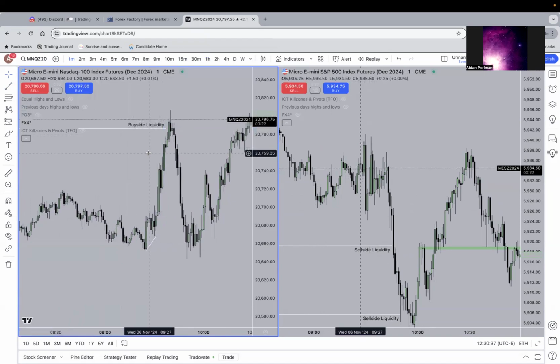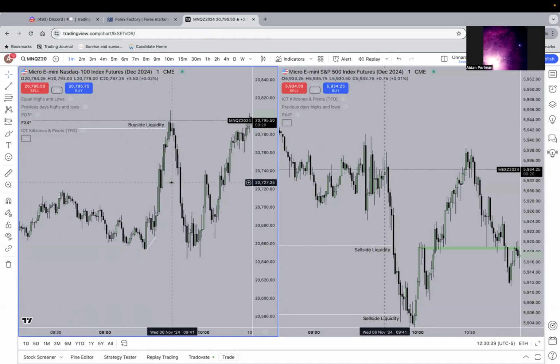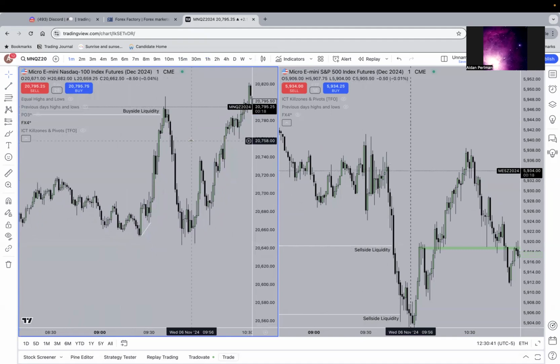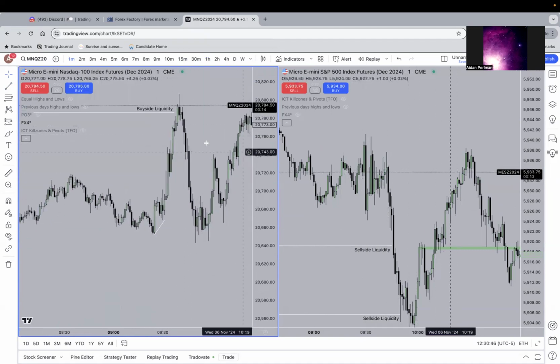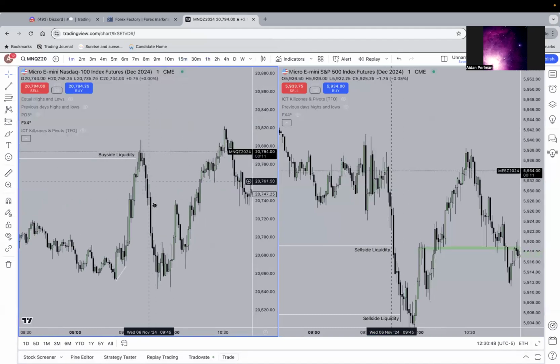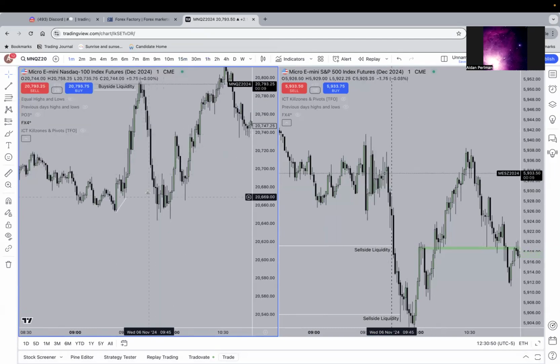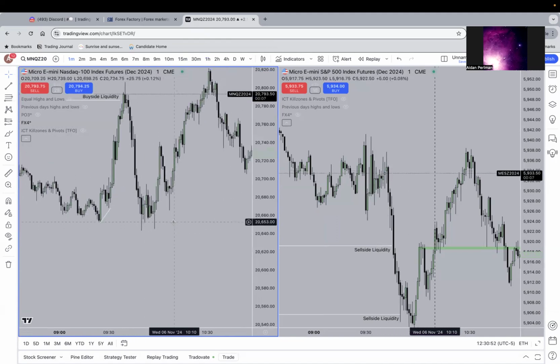There was a 30-second entry that I would have taken, but I don't have access to the 30-second charts, so I couldn't take anything on that. And then we got an immediate reversal pattern right here. We just, yeah, V-shaped recovery, came back down here.